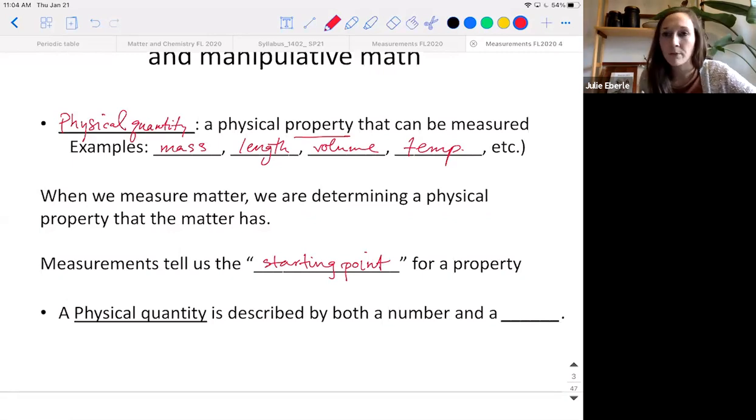Now, when we make a measurement of a physical quantity, the full way to measure it is with both a number and a unit, okay? A number and a unit. And here's what's gonna happen. This is the most important point on this slide, okay? Making sure you include the unit, because here's what's gonna happen.